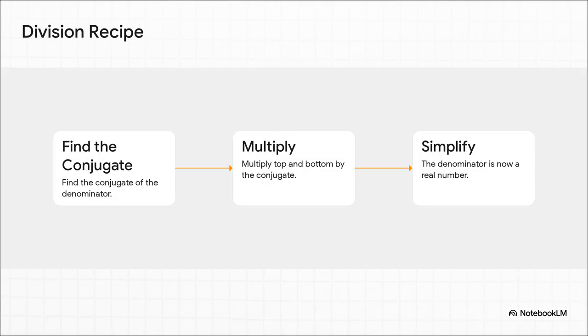And that gives us a super simple 3-step recipe for division. First, you find the conjugate of the bottom number. Then you multiply both the top and the bottom of the fraction by it. You simplify, and voila! The denominator is now a plain old real number, and the problem is basically solved.